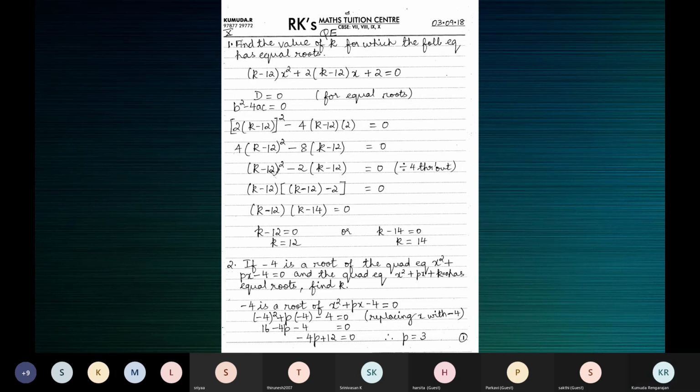Next one. If minus 4 is a root of the quadratic equation and the quadratic equation something has equal roots. So two different information given. Find k.